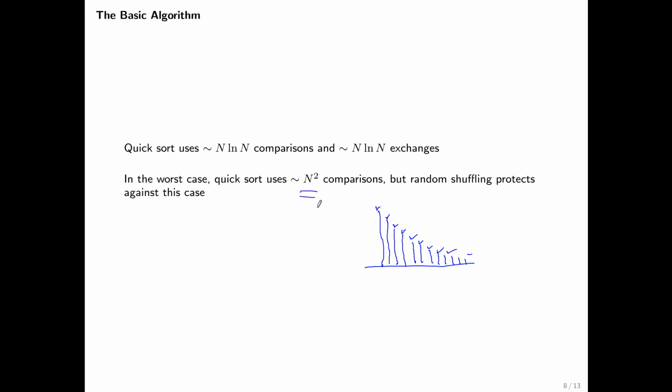But to get around this, what we do is the shuffling. It's that random shuffling that protects against this case. Once we get our input for Quicksort, the first thing that we do is to shuffle that input, and that takes care of this problem. That's what guarantees it. It's the shuffling that guarantees linearithmic performance.